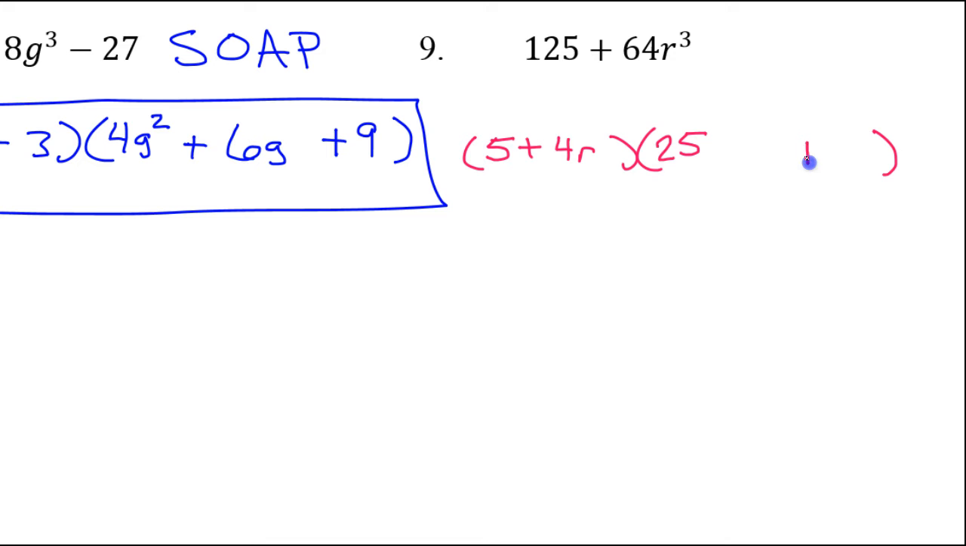Sometimes students will put just 16r. You're doing 4r times 4r. This is 16r squared. And then finally, the middle term, you multiply these. So that's going to give us 20r. But it'll be minus. Remember, same, opposite, always positive. So this one will be minus 20r. And that's it. This is the answer to number 9.